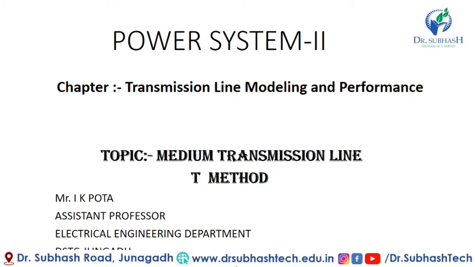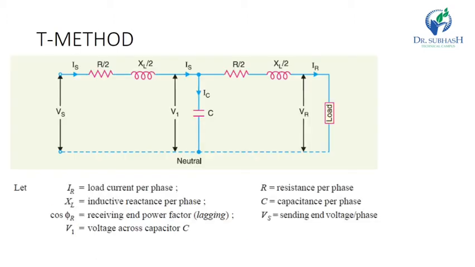In the previous lecture we studied how we calculate with the Pi condenser method. In this method we use the capacitance at the receiving end of the transmission line as a lump. Now we see the medium transmission line calculation with the help of the T method. First of all, we see the equivalent circuit of the T method.